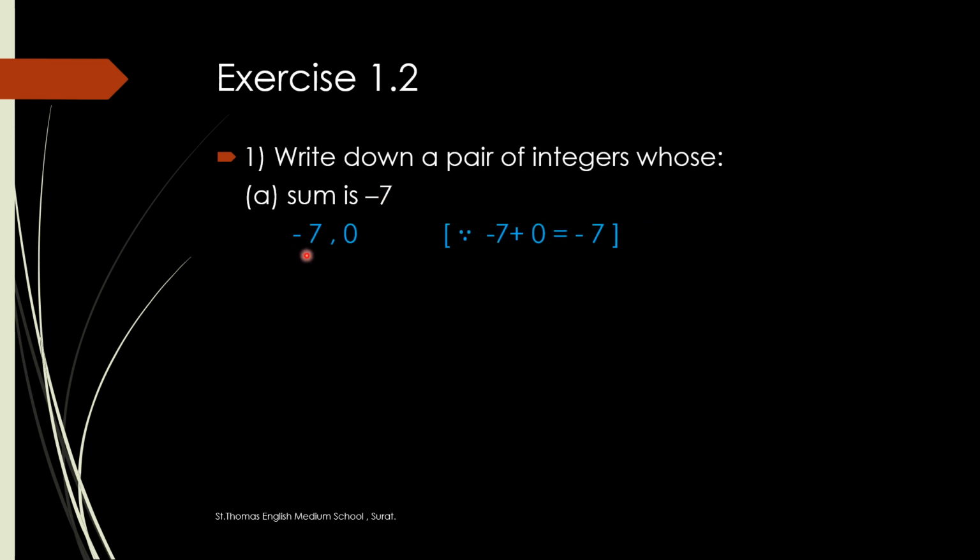So I am writing here minus 7 and 0, because minus 7 plus 0 is minus 7. You can write minus 4 plus minus 3, answer is minus 7. Minus 5 plus minus 2, answer is minus 7. Minus 6 plus minus 1, answer is minus 7. Or minus 10 plus 3, again minus 7. Like this, lots of pairs are there. Write any one. It's not compulsory to write the same. You can write any other, but the answer should be minus 7. Clear?